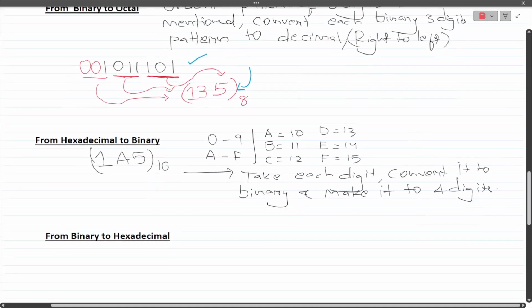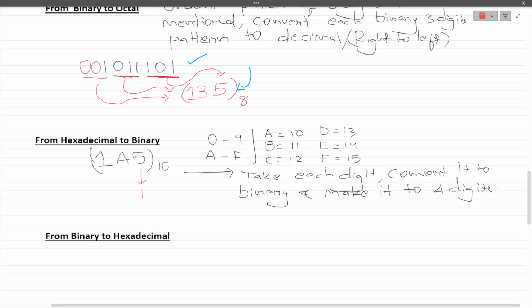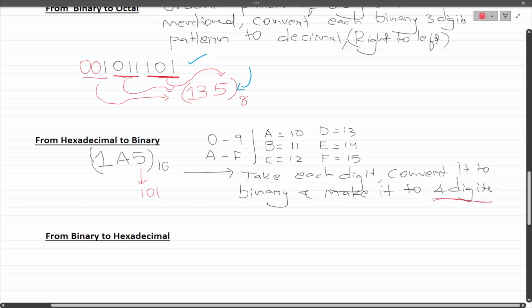Okay, that's all. Now already I'm having 5. What's the binary form of 5? 101, right? So 101 I will be writing. But only writing 101 is not self-sufficient. I need to change it to a combination of 4 digits. So let me add a 0 just back of it.